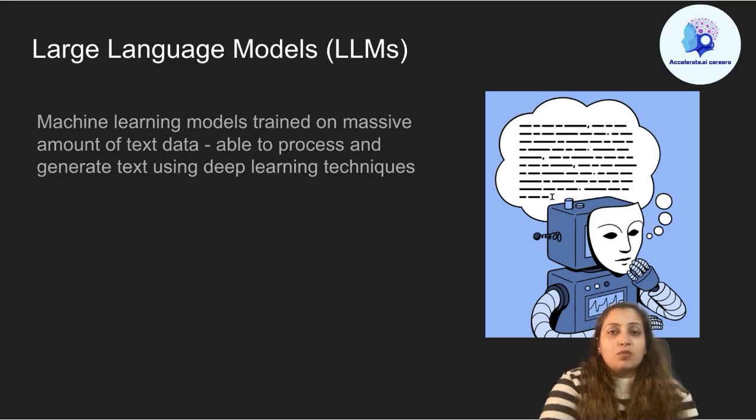So, the first kind of foundation models, which I have briefly mentioned before, are large language models. These are machine learning models which are trained on a massive amount of text data, able to process and generate text using deep learning techniques. These have found a large number of applications. ChatGPT, Llama 2, Bard, now Gemini, all these are examples of large language models, which are trained heavily on text data and generate new text information. They can be customized for specific use cases such as named entity recognition, sentiment analysis, text classification, text summarization, translation to different languages, and so on.